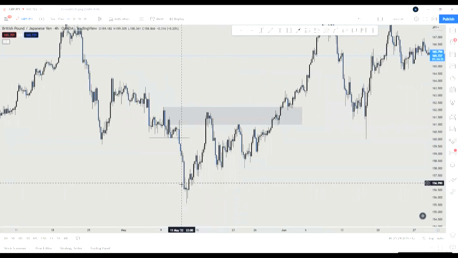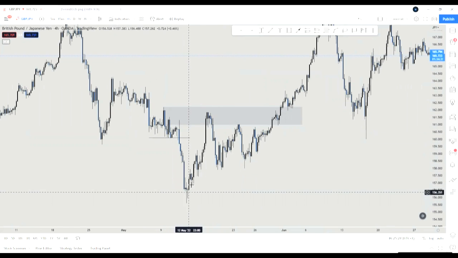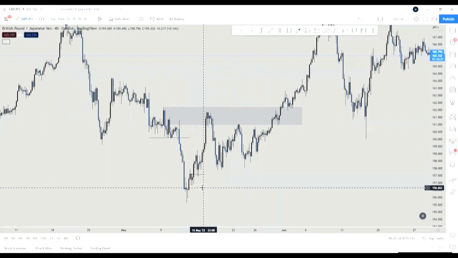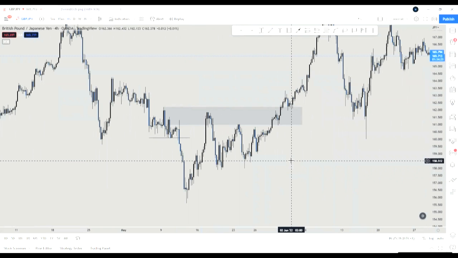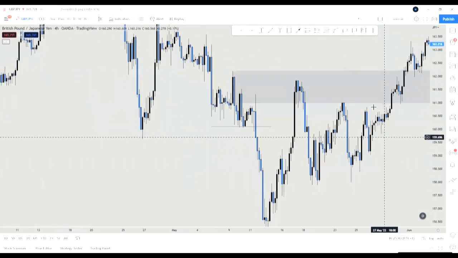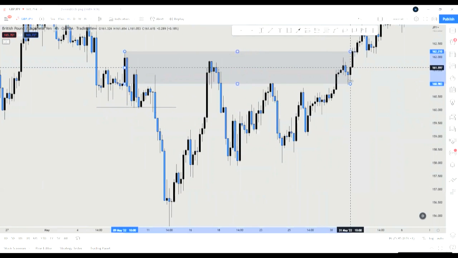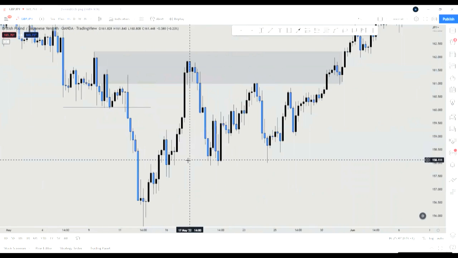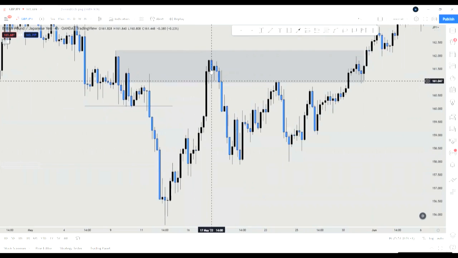Okay, so what do we see? Price comes here, fails to break lower, and creates this new bullish structure. So we see here new bullish structure, breaking structure points. What we can see here, if we zoom a bit more in, is that price has broken market structure to the upside.